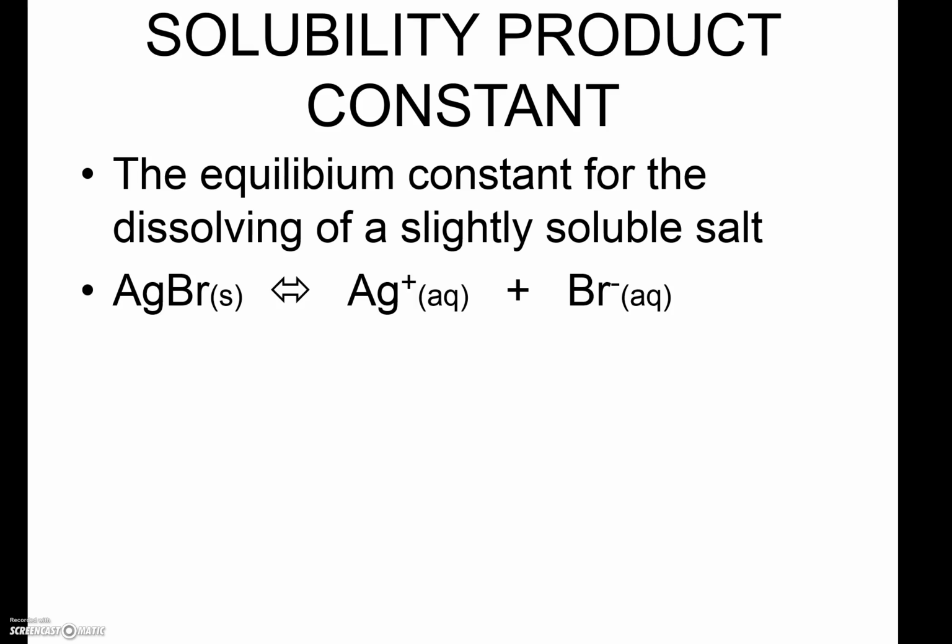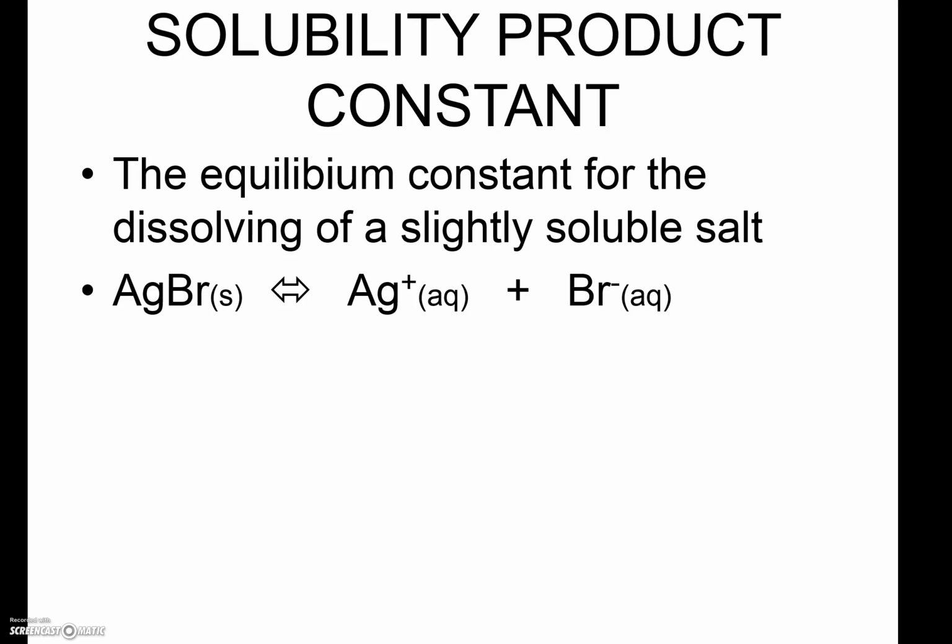So we'll use silver bromide as our first example. If we take silver bromide and dissolve it in water, it's going to, to a very small degree, break up into its ions. And we're going to establish an equilibrium between the rate of the dissolving of the silver bromide, going towards the right in the equation, and the rate of the precipitating of the silver ions and the bromide ions going to the left. And once we establish that equilibrium, we're going to be able to write a K expression.